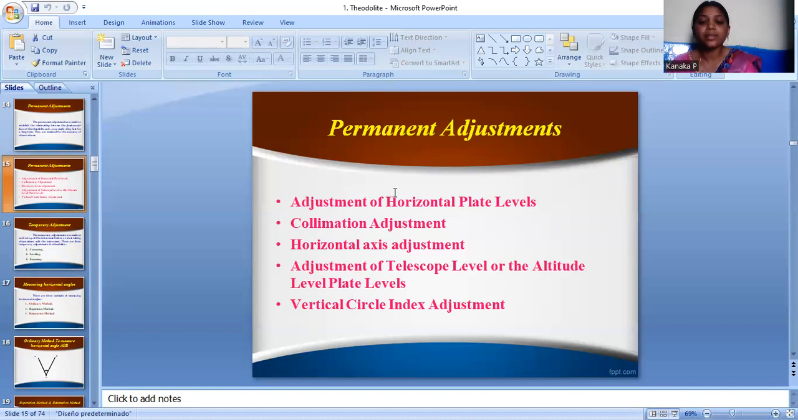Third one, the horizontal axis should be perpendicular to the vertical axis. Fourth one, the axis of the telescope level should be parallel to the line of collimation. Fifth one, the vernier should read 0 when the instrument is leveled. The above relationships should be obtained, and the adjustments should be performed accordingly. So this is the permanent adjustment of the theodolite.